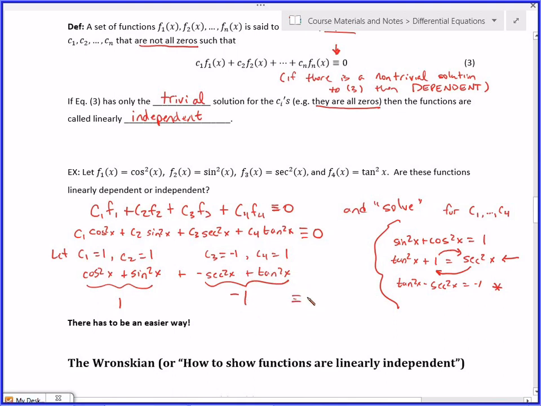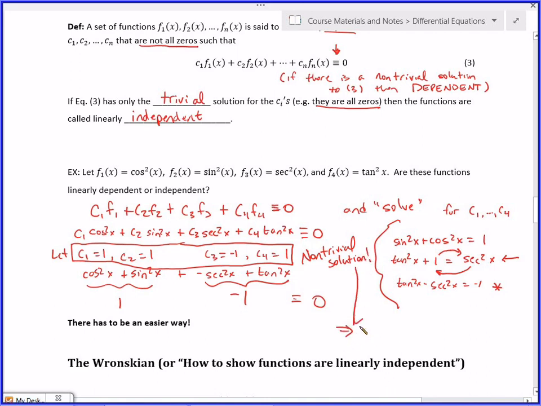which gives me 0. So this right here represents a non-trivial solution, which means they are dependent.